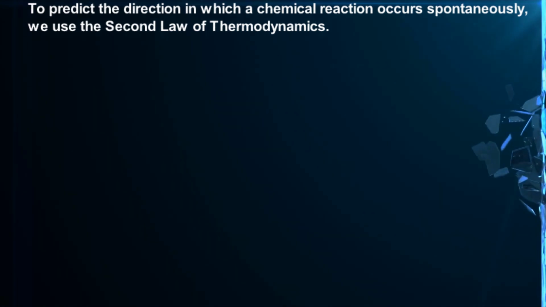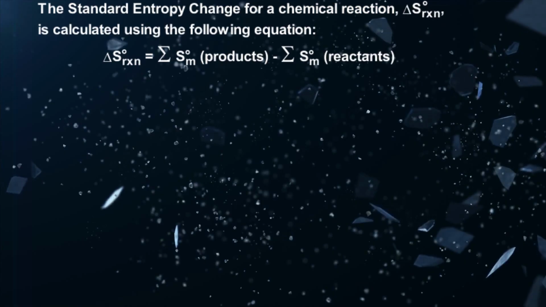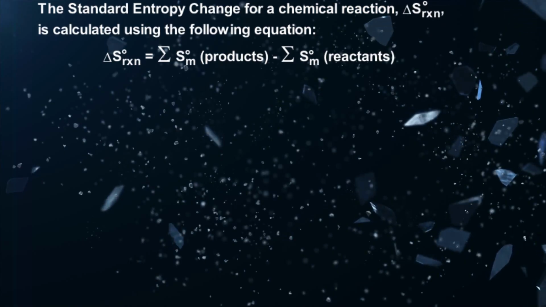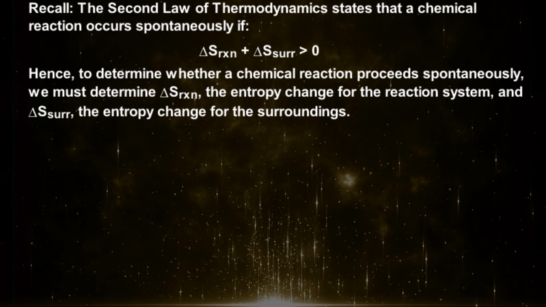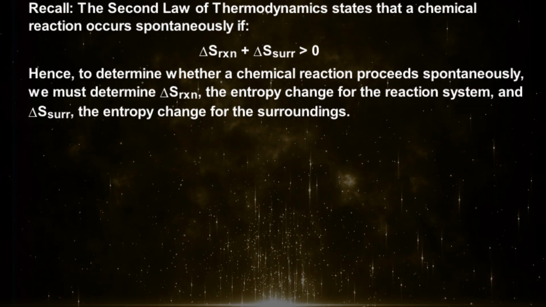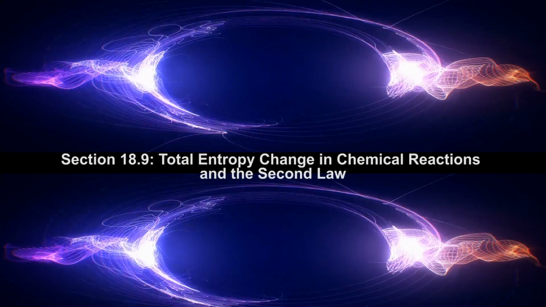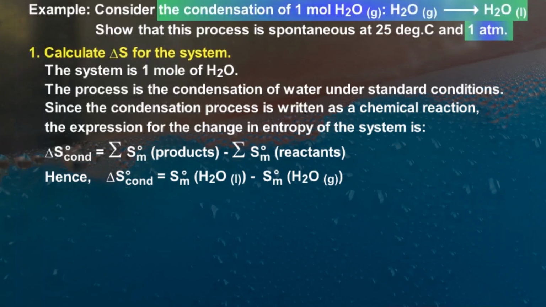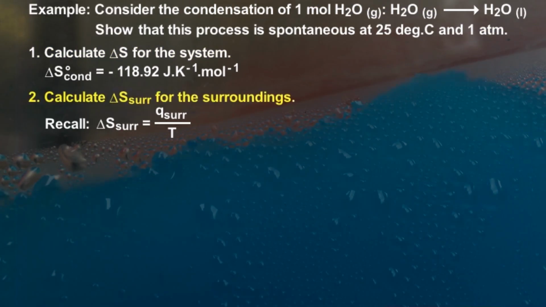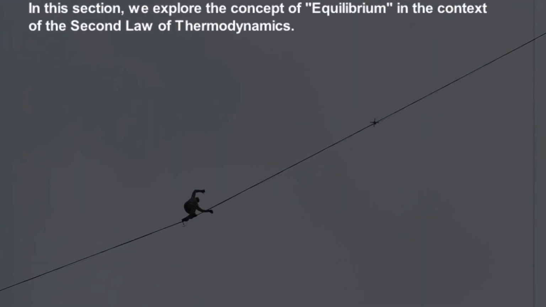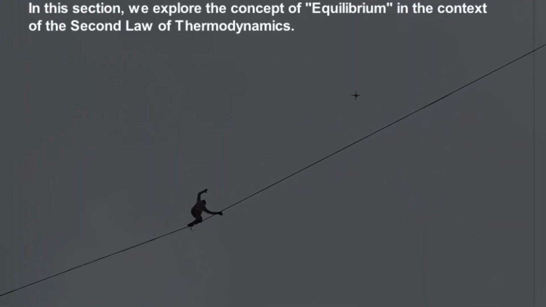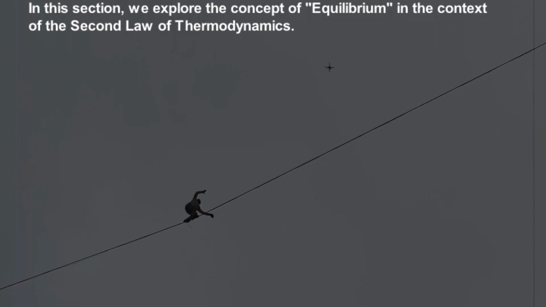In section 18.5, standard entropy change for chemical reactions, along with examples involving calculations of entropy change, are discussed. In section 18.7, entropy change for the surroundings in chemical reactions, along with examples, is introduced. In section 18.9, total entropy change in chemical reactions, and the second law is introduced. In section 18.11, equilibrium, in the context of the second law of thermodynamics, is discussed.